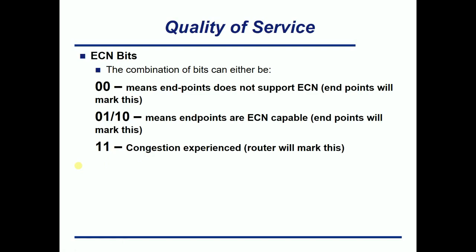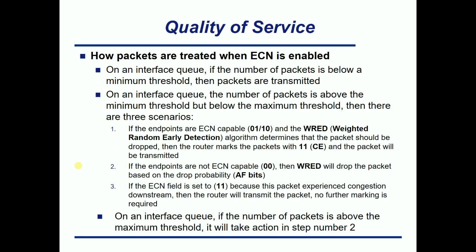When it gets to the host, I'll explain what happens at the host level when they receive this CE bit set. Okay. Now, on the interface queue, so how packets are treated when ECN is enabled. If the number of packets is below a minimum threshold, let's say my minimum threshold is 10. If I have more than 10 packets in the queue, then that's above my minimum threshold, because that's what I set it at, then I'm going to do something. But if I have 9 packets in my queue and my minimum threshold is 10, I'm not experiencing congestion, so I will transmit all those packets.